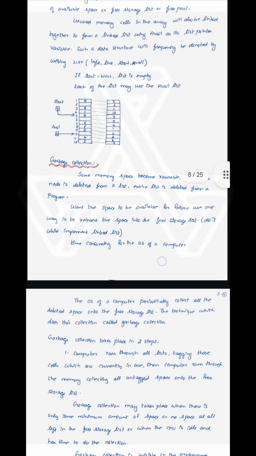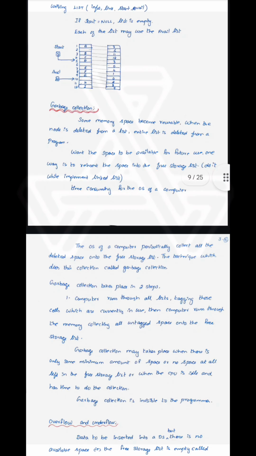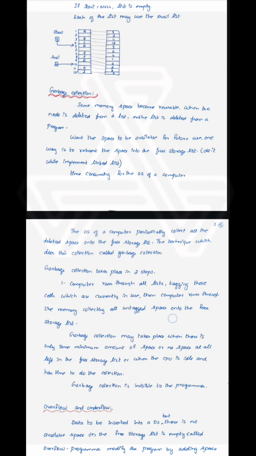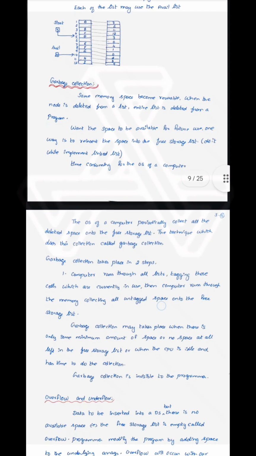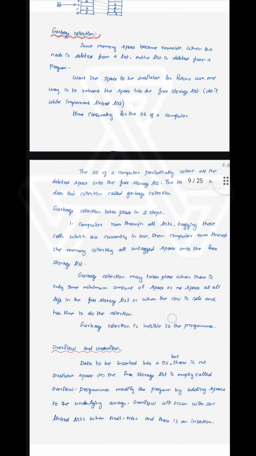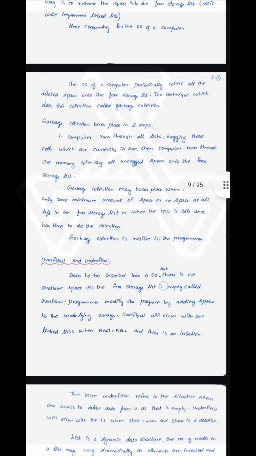Garbage collection. Some memory space becomes reusable when a node is deleted from a list, or when an entire list is deleted from the program. We want the space to be available for future use. One way is to reinsert the space into the free storage list. Doing it while implementing the linked list is time consuming for the OS of the computer. So the OS of the computer periodically collects all the deleted space onto the free storage list. The technique which does this collection is called garbage collection.